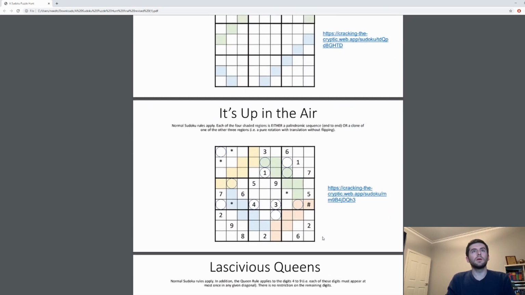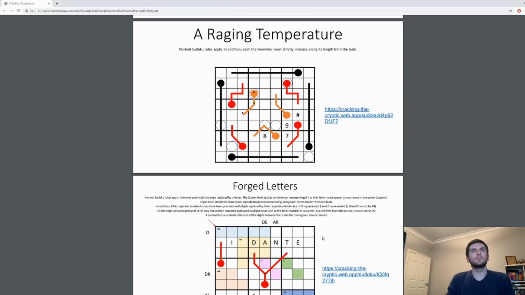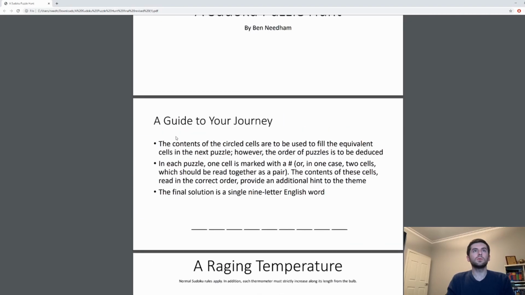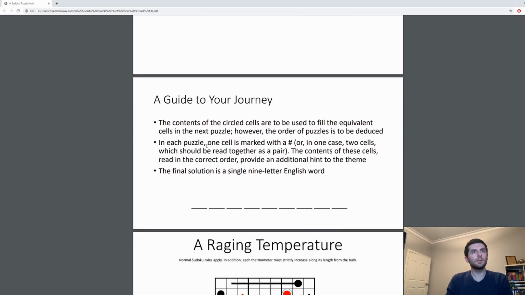Okay. Now, returning to the rules, we can see that rule number 1 is the contents of the circled cells are to be used to fill the equivalent cells in the next puzzle. However, the order of the puzzles is to be deduced. The second rule is that in each puzzle, one cell is marked with a hashtag, or in one case, 2 cells, which should be read together as a pair. The contents of these cells, read in the correct order, provide an additional hint to the theme. And the third rule is that the final solution is a single 9-letter English word.